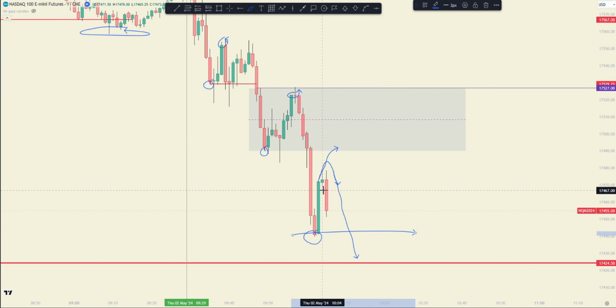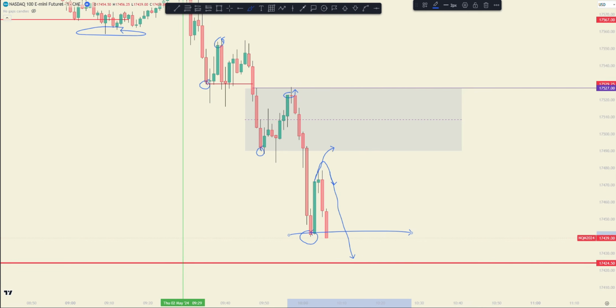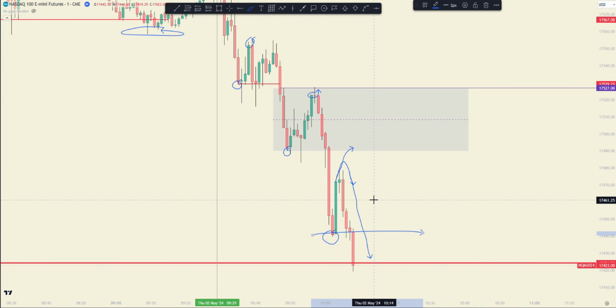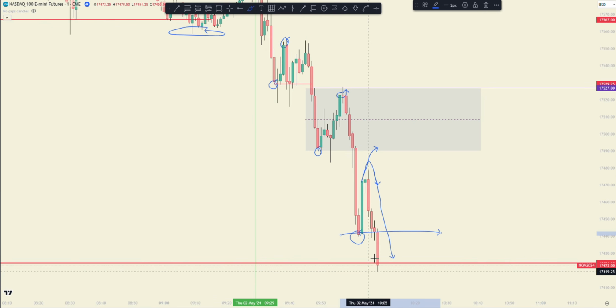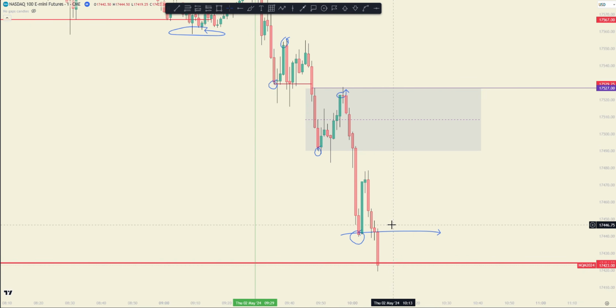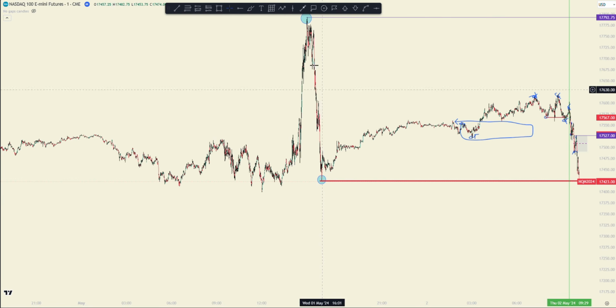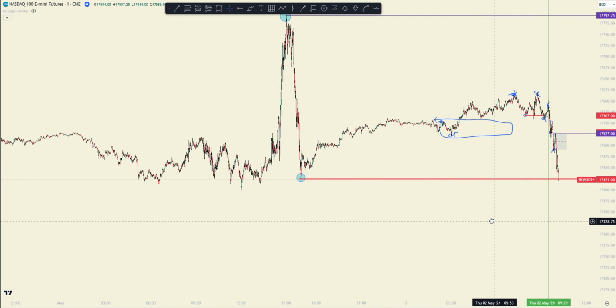So there you go. There's a valid high occurs. So what are we expecting? We're expecting it to run low, and look at that. It gets smoked. And now at this point, you see how we closed below this red line. What does that mean for us overall? It means that we have now shifted structure again to the downside.